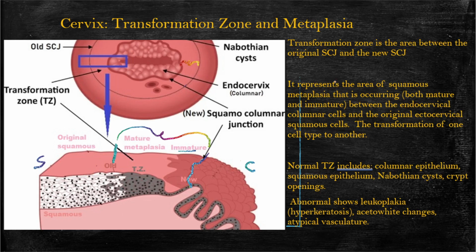The normal transformation zone includes columnar epithelium, obviously throughout here, squamous epithelium, Nabothian cysts, which are some of these crypts that have been covered over with the kind of new squamous epithelium, and then obviously crypts and openings here. Abnormal areas within the transformation zone show leukoplakia, so a white appearance. The acetowhite changes in response to acetic acid, and can show atypical vasculature as well, which we've got some examples of.